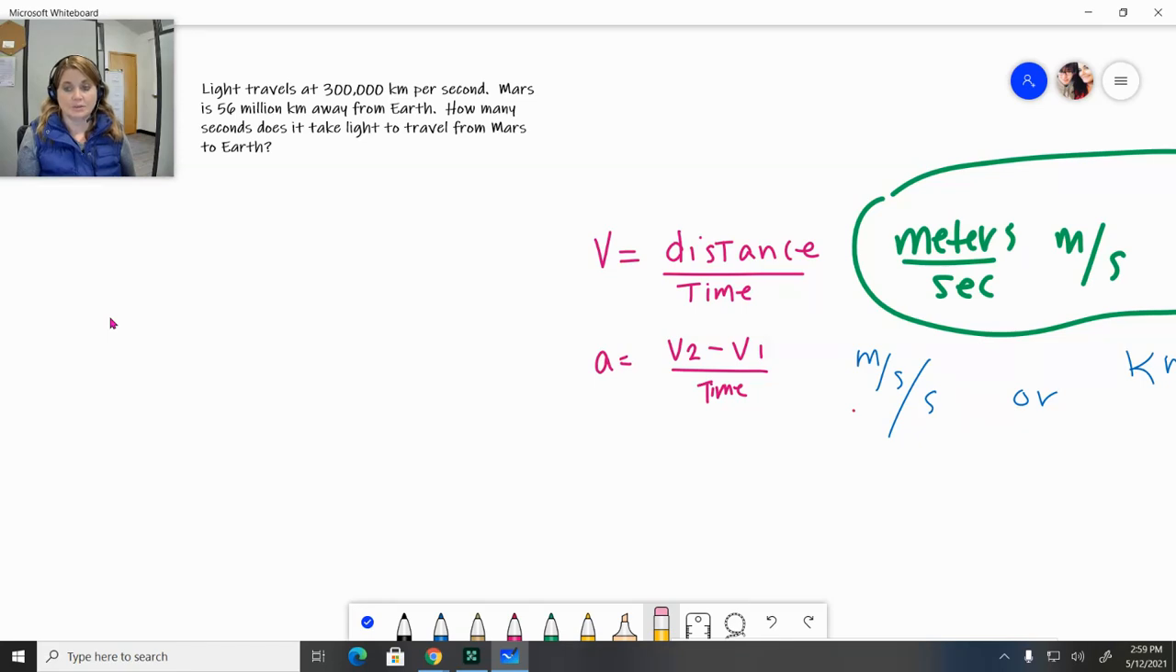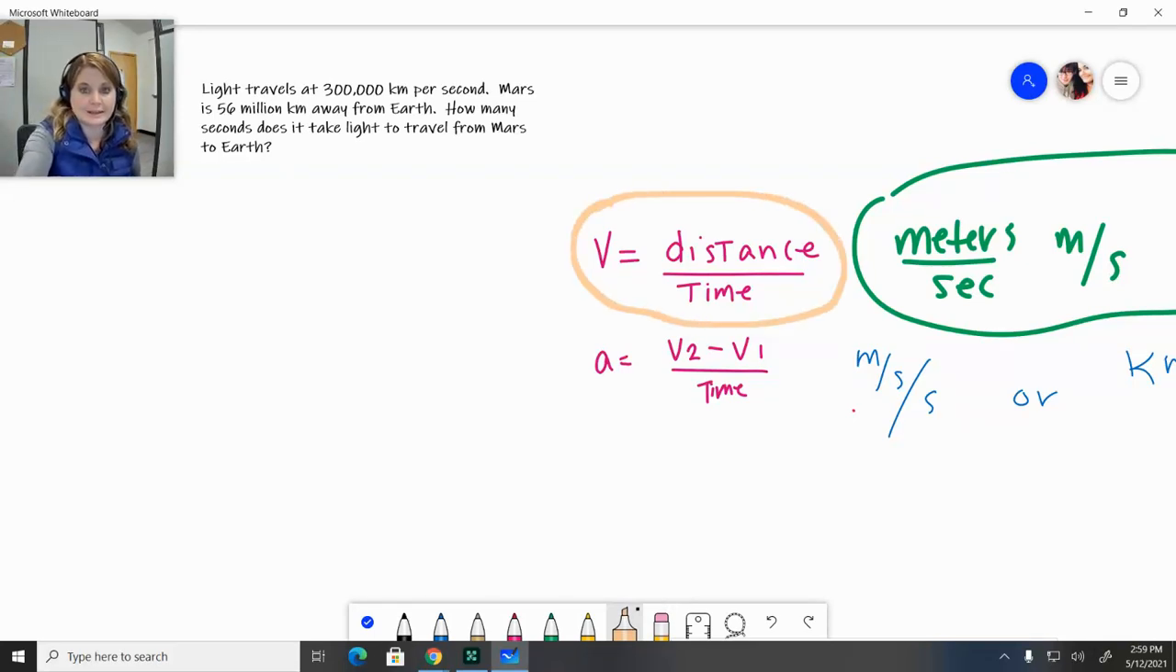So we are looking at the first equation here. We haven't really used that one yet, right? So we need to know this guy. We have the velocity. And we have the distance. We need the time. So we need to rearrange this equation to solve for time.